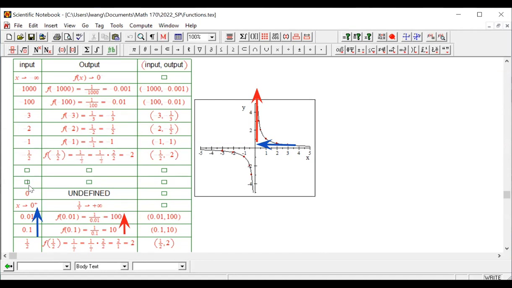For the same reason, I want you to observe the other side. So I'm choosing the values of negative 0.01 and negative 0.1. There's a little negative sign there.